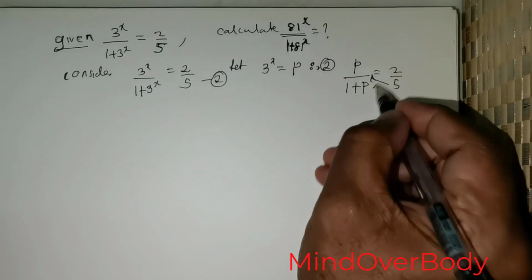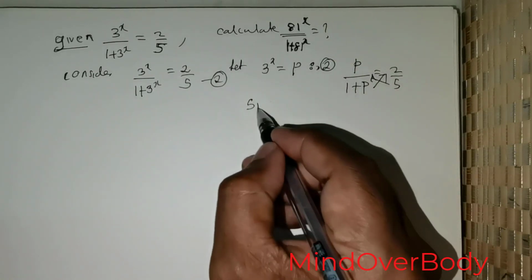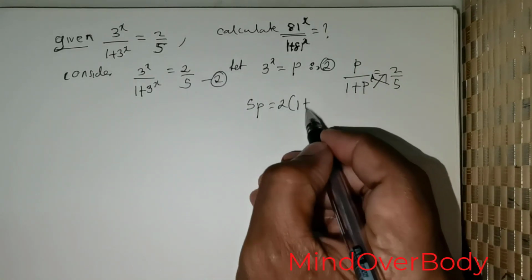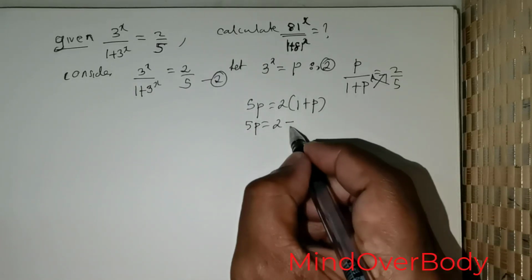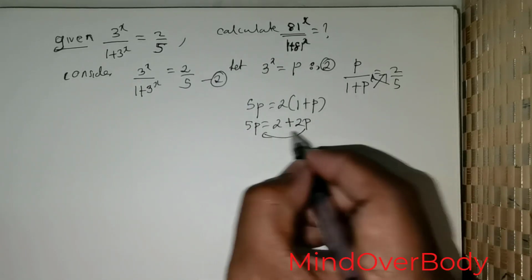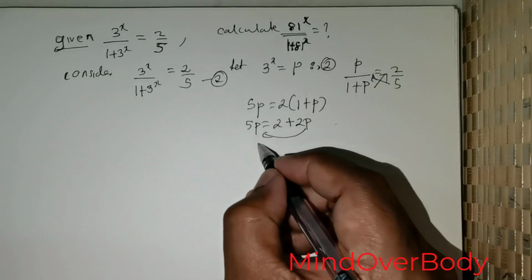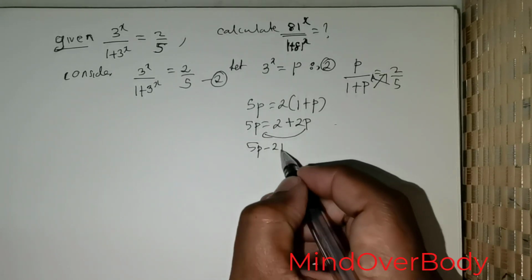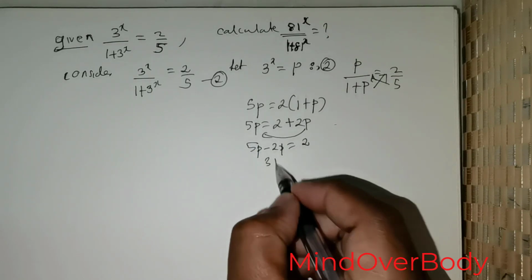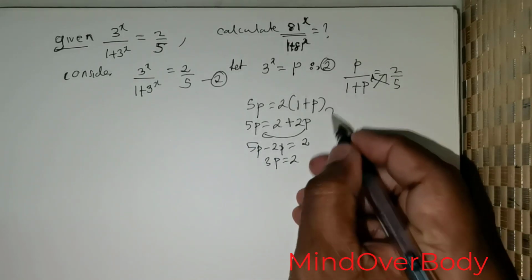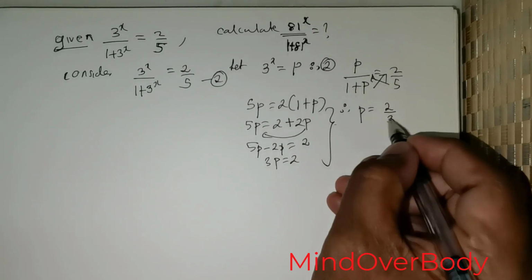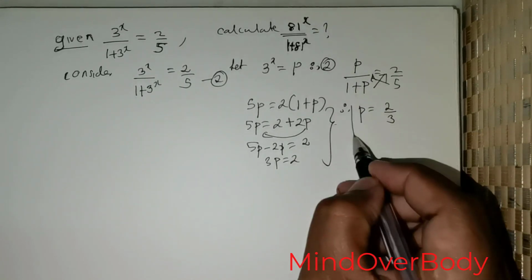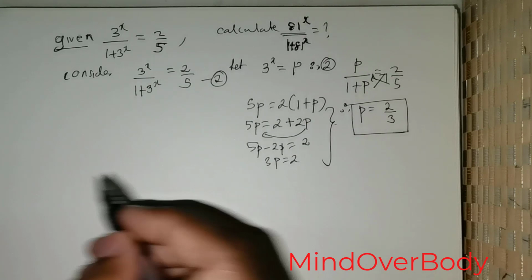I cross multiply these terms, I will get 5 times p is equal to 2 times (1 + p). This is 5p = 2 + 2p. I move the 2p to the left and that would give me 5p - 2p = 2, which means 3p = 2. Therefore the value of p is equal to 2/3. So this is the value I have got.